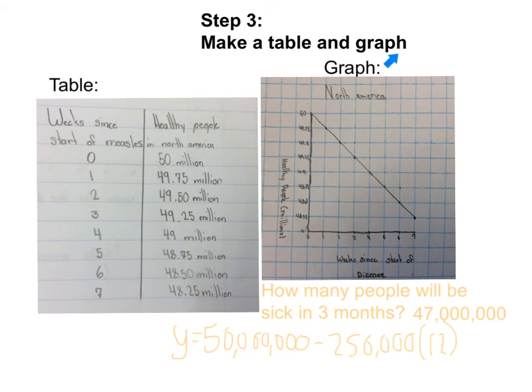Step 3, make a table and graph. So the table starts at 50 million and it goes down 250,000 each time, and it starts at 50 million and goes down. The question is, how many people will be sick in 3 months? And you put it as an equation and you get this.